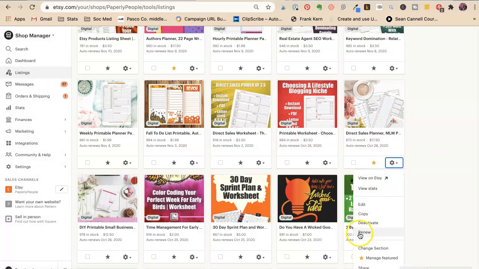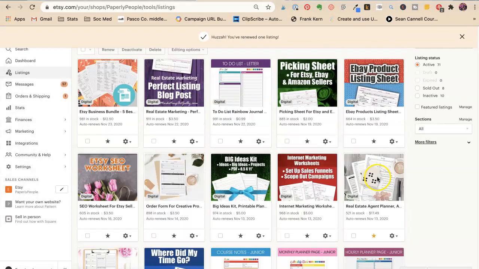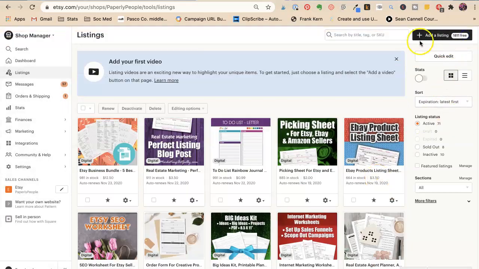I'm gonna renew this. And I have listing credits. I have like a billion listing credits because I hook people into the Etsy. I have 1,800 free listing credits. I wish I could share them with you, right?